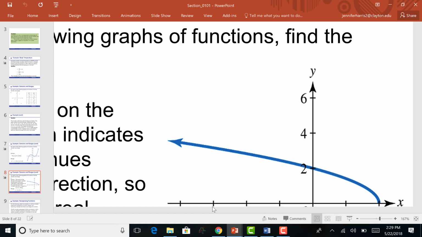Do I put a parenthesis or a bracket on this side? Parenthesis. Why? Because it's infinity. The infinity symbol is always closed with a parenthesis. On this side, do I include this 0 or not? Is it touching at 0 on the y-axis? Yes, it is. So I want a bracket.